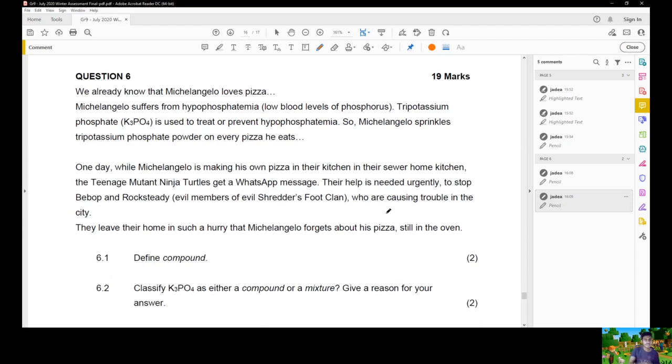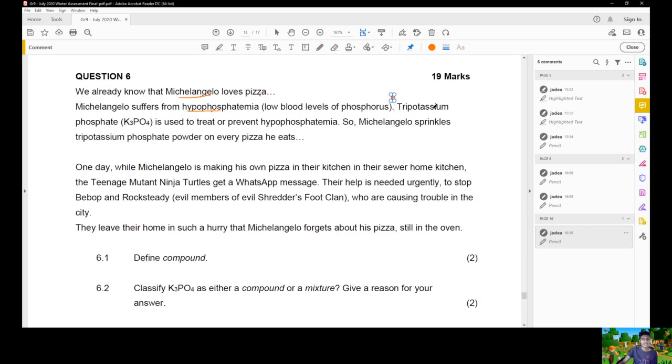We already know that Michelangelo loves pizza. Michelangelo suffers from hypophosphatemia, low levels of phosphorus. So just up to here, you might already be panicking and not even know who Michelangelo is, one of the Ninja Turtles. It's mentioned earlier in the paper. And this funny word, hypophosphatemia. Now, even if you don't know Michelangelo or hypophosphatemia or love pizza, that is irrelevant to the question. So these first two sentences have nothing to do with what we need for the question.